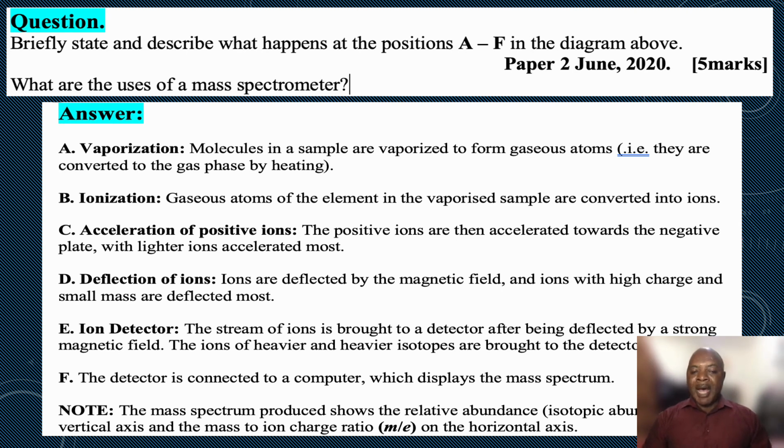Note, for the purpose of revision, the mass spectrum produced shows the relative abundance, that is isotopic abundance, on the vertical axis, that is the y-axis, and the mass to ion charge ratio on the horizontal axis, that is the x-axis. It takes us to the next question.